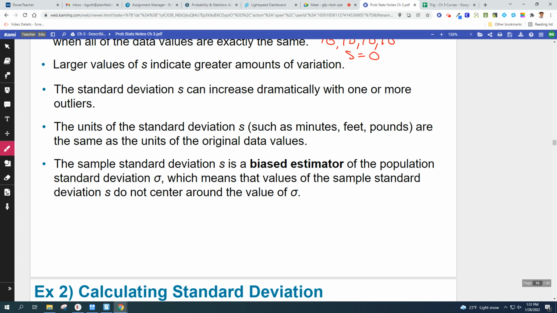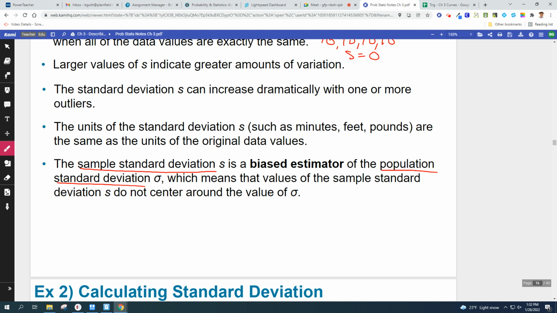original data values. The sample standard deviation S is a biased estimator of the population standard deviation. Notice they're talking about sample standard deviation, and then there's also population standard deviation. So you're going to have to think about the difference between a sample and a population from an earlier chapter. Population, of course, is all of the numbers, and sample is just some of the numbers, right? So we've got a couple of formulas, but we've also got to think about whether it's a sample and a population. A lot going on in this lesson.